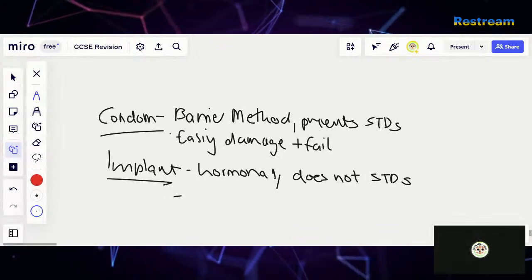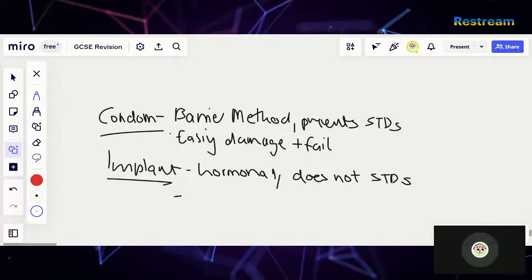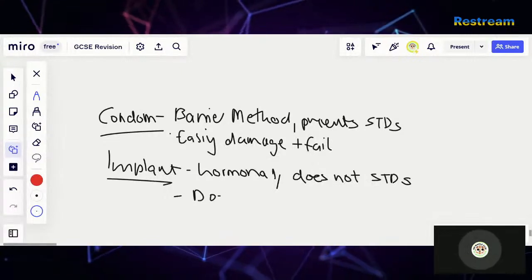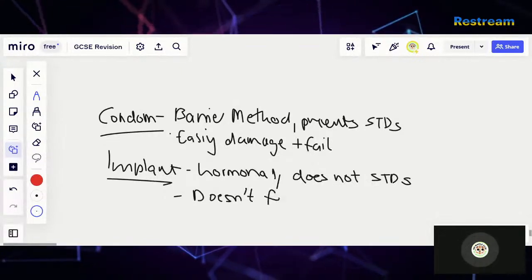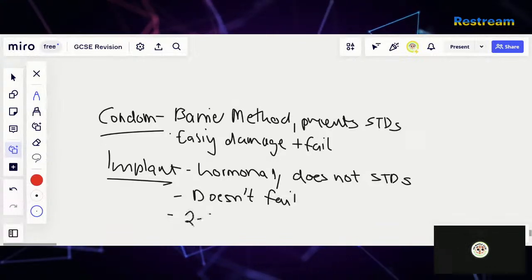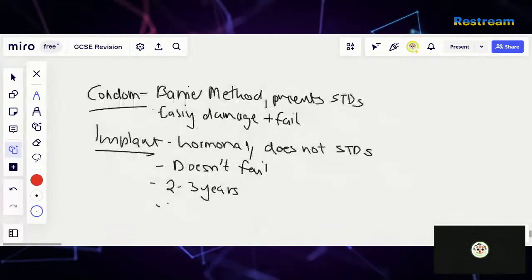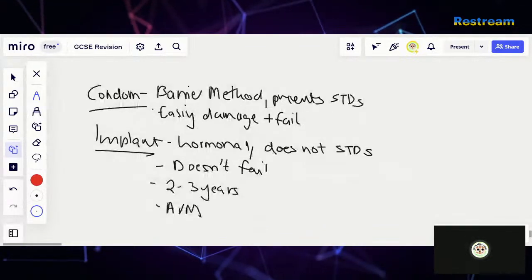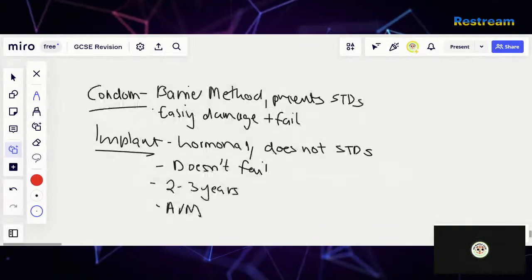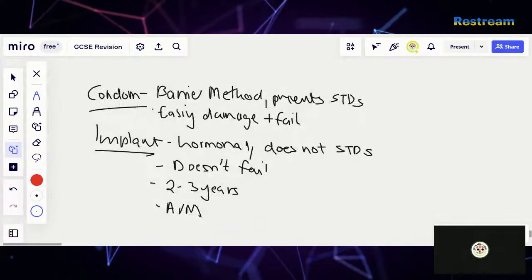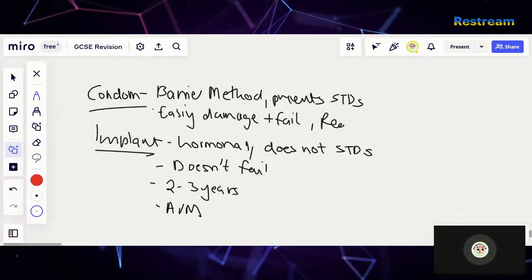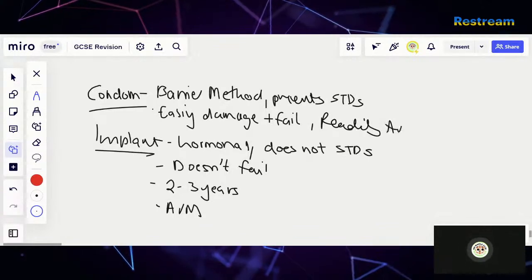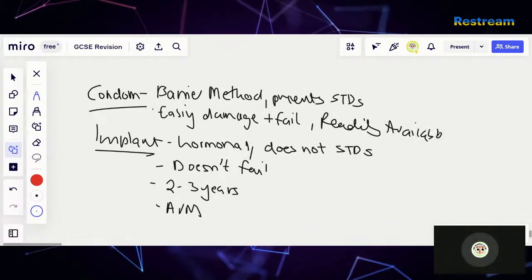And the implant does not really fail. So it doesn't fail in doing its job. I think it lasts for roughly 2 to 3 years. And it goes in your arm. So it's injected in your arm. Now, another thing we can say is the condom is more readily available. It's free in loads of NHS clinics, whereas the implant you have to pay for.